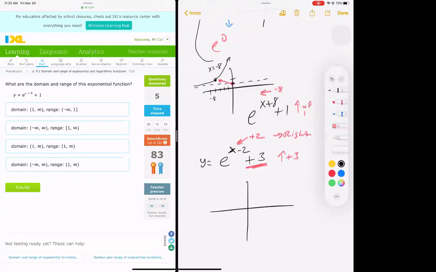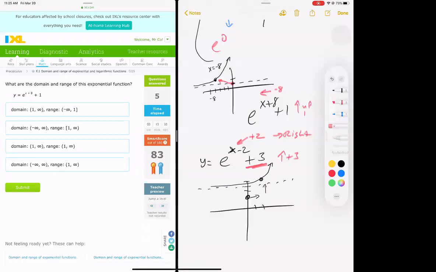So the easiest point in an exponential is always this 0 value. If x is 0, e to the 0 is 1, and we can move all those values over to the right 2 spaces and up 3. That's my new dot. Yep. And this is very similar when you graph parabolas.